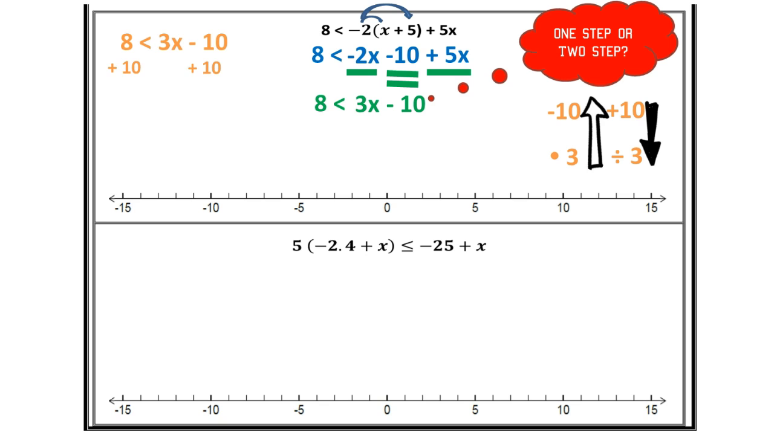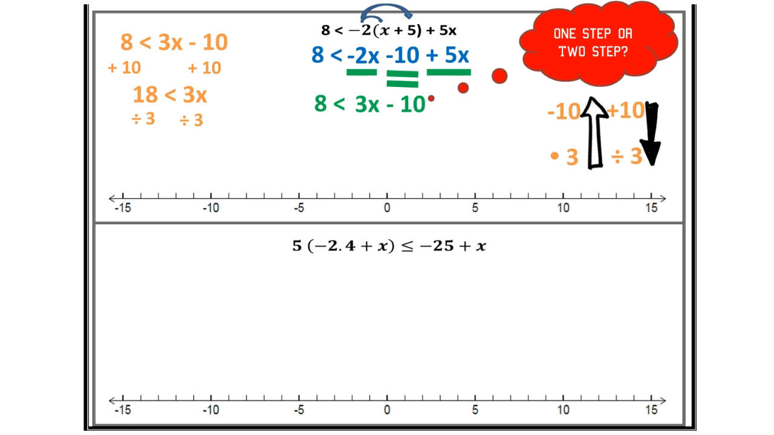I'm going to add 10 to both sides. On the right, negative 10 plus 10 gives me my identity of 0. Check it every time. You don't want to assume it just cancels out. 8 plus 10 gives me 18 on the left side. 18 is less than 3x. Notice that the inequality symbol does not change. The next step that I'm going to take is I'm going to divide both sides by 3.